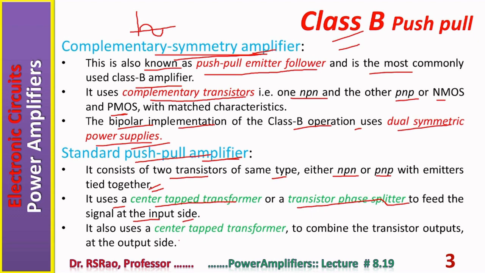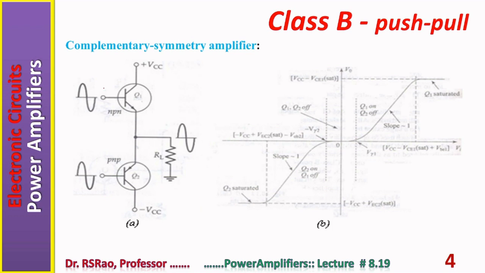It also uses a center tapped transformer to combine transistor outputs at the output side. The standard push-pull amplifier uses a center tapped transformer. Complementary symmetry amplifier uses complementary transistors. Here is shown the circuit of a complementary symmetry class B amplifier.